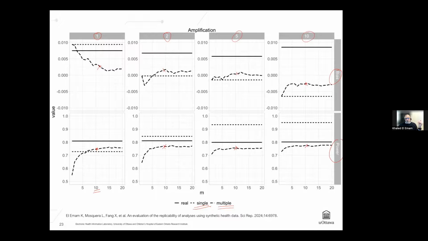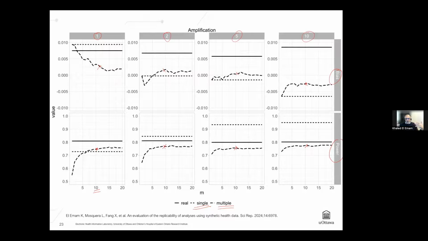So even though people talk about amplification as one of the use cases for synthetic data, crude amplification is not helpful if you do the correct adjustments. You have to create 10 synthetic data sets and make the adjustments to your standard errors in order to get valid inferences. If you don't do that, then you're essentially cheating. You're creating power out of nothing, which doesn't make sense. So there's no amplification benefit from a bias or a power perspective, really.